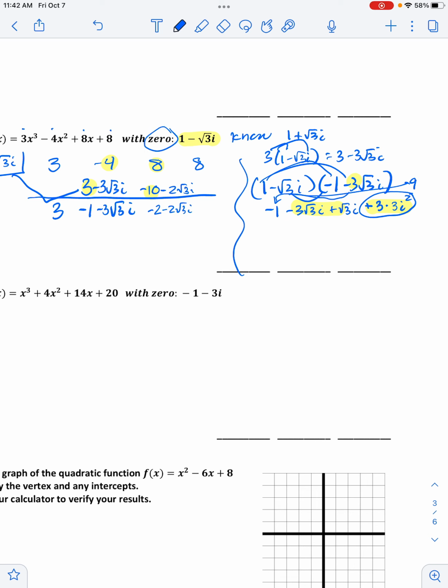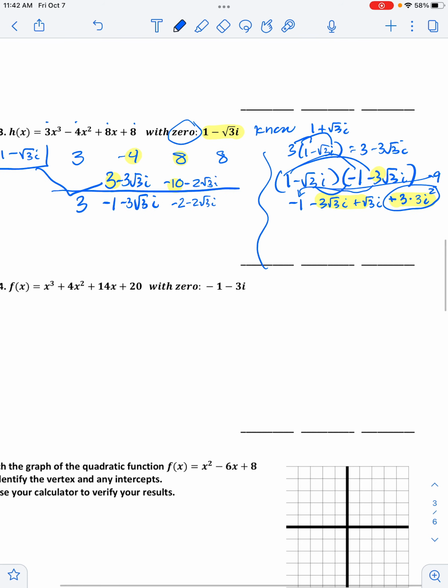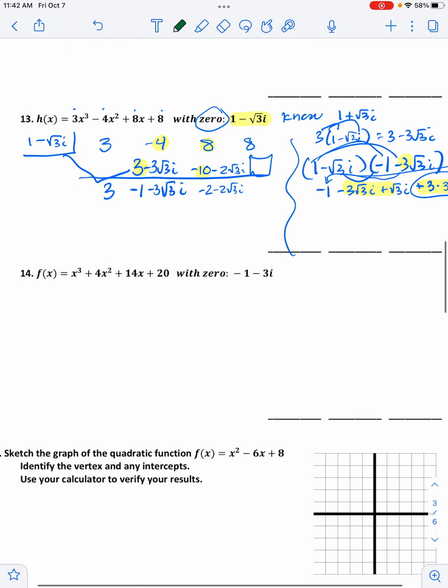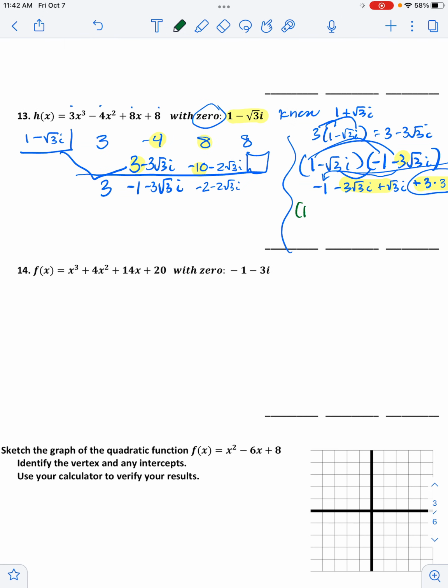Now keep in mind, they told you it was a 0. So I expect that in my next round of multiplication, I should get a negative 8. I need a negative 8 in this next spot in order for me to get a 0 at the end. So I'm going to just switch colors so that you can follow the work for each one. And now I'm going to be taking the 1 minus root 3i from out in the box, and I'm going to be multiplying it by what I have down on the bottom, negative 2 minus 2 root 3i.